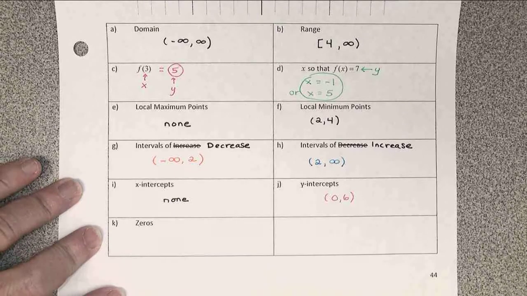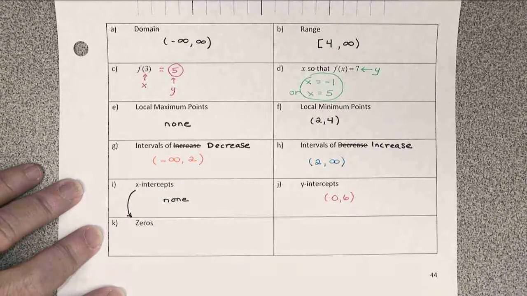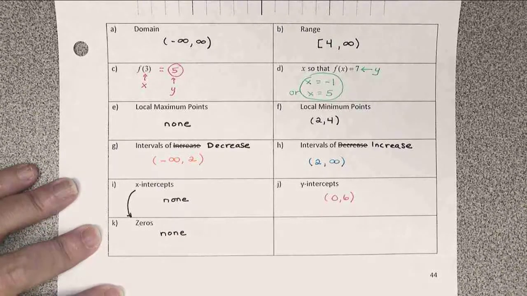All right, lastly, I wanted to know the zeros of the function. The zeros of the function are where y equals 0. They correspond to the x-intercepts. And since there were no x-intercepts, that also means there are no zeros for this function.